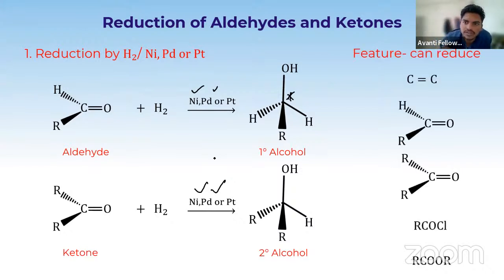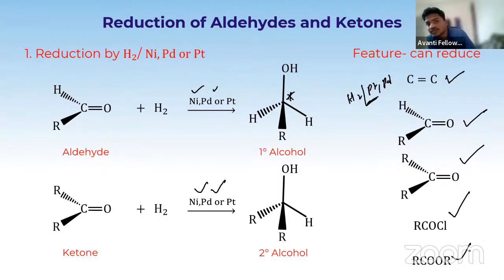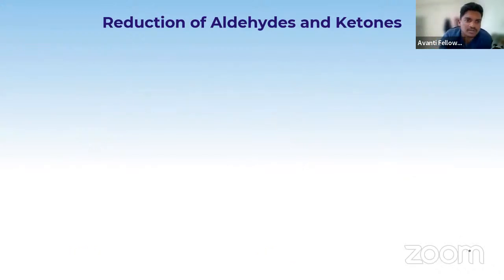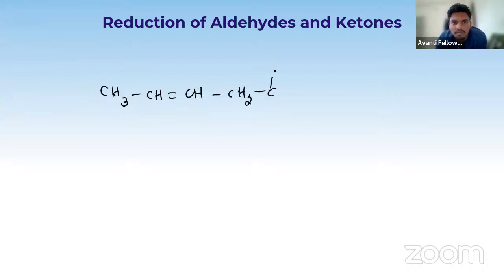H2 in the presence of palladium and platinum is also used to reduce double bonds, aldehydes, ketones, acid chlorides and esters. So you can imagine the power of this reducing agent. Usually hydrogen in the presence of nickel, platinum or palladium acts as a strong reducing agent. It can reduce double bonds also. I'll show you an example. Suppose you have a compound like this: CH3, CH double bond CH, CH2, C double bond O, OH.